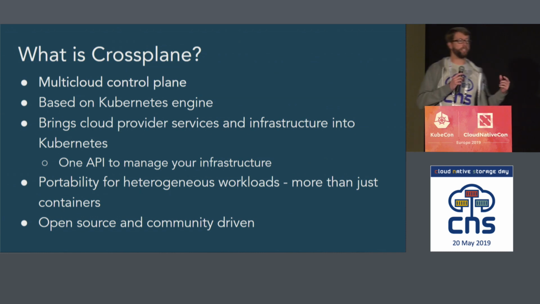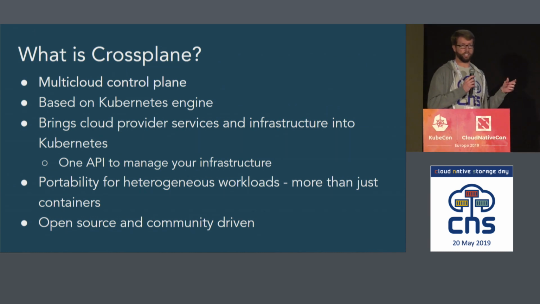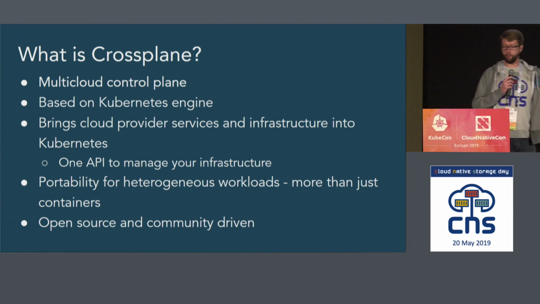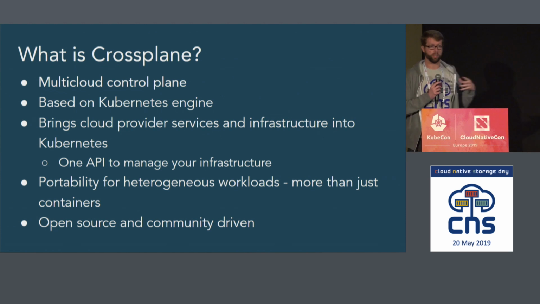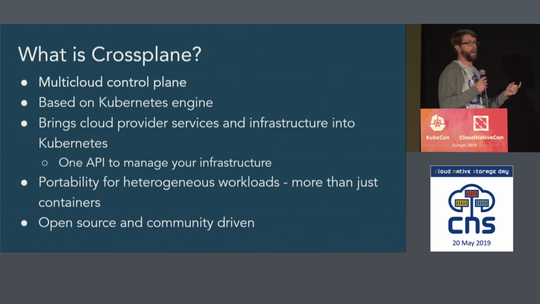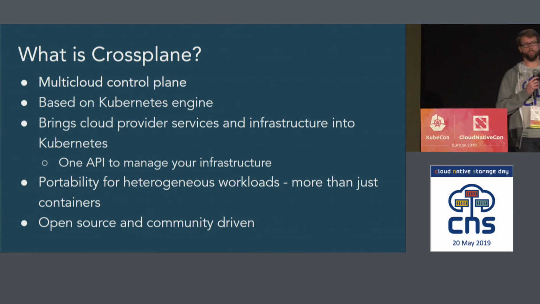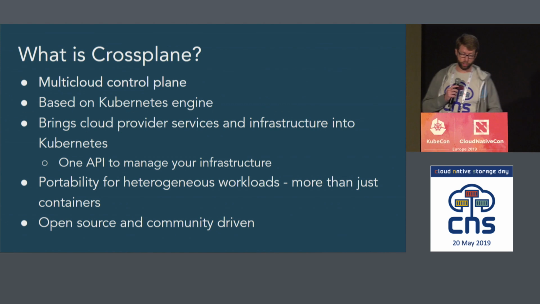So basically, one way to look at this is that all the different cloud provider services and infrastructure, like Amazon's relational database service or Google's Cloud SQL, whatever it is, it represents all of those as Kubernetes resources. So you can use just one API, the Kubernetes API, kubectl, the Go client, whatever it is, to manage all of your cloud provider services and infrastructure.